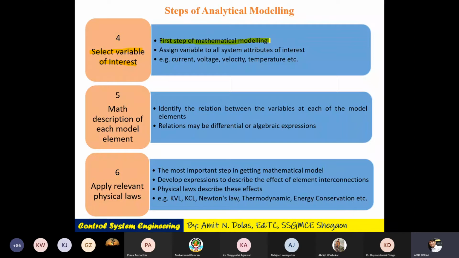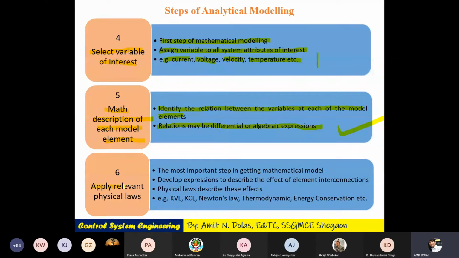So here, the first step of mathematical modeling, you have to select the variable. जैसे कि RLC circuit है, voltage, current, whatever. Assign variables to all system attributes of interest. Example, current, voltage, velocity, temperature, etc. Then math description of each model element. इसका सबका mathematical description. Of course, we will be using laws and rules here. Identify the relation between the variables at each of the model elements. Relations may be differential or algebraic expressions, of course.